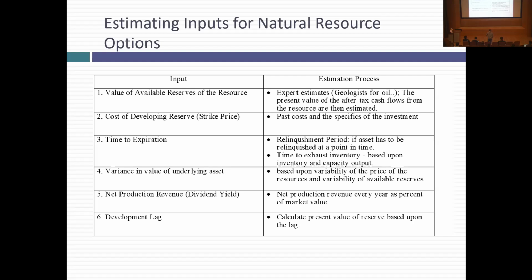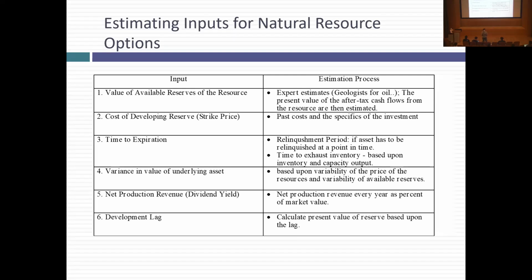In Canada, especially in the northern reaches of Canada, you know how much work it is to get to the oil? It's 5,000 feet under the ground and it's frozen. Cost of developing the reserve is going to be huge. So the K might vary depending on location, but there is a K, there's a strike price, the cost to develop. The time to expiration here is tricky.